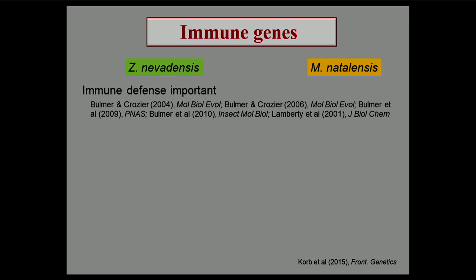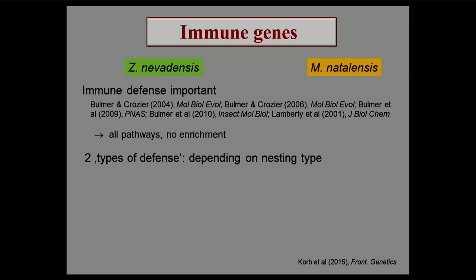This was shown by several intensive studies already, and that there is selection on immune genes. When we look in our genomes for the immune genes, we could identify all immune pathways in all three species, but we didn't find any enrichments. The only exception was for two categories of immune genes, and this suggests, in connection with the work done by other people, that there might be two types of defense in termites. And this might depend on the nesting type of the termite.